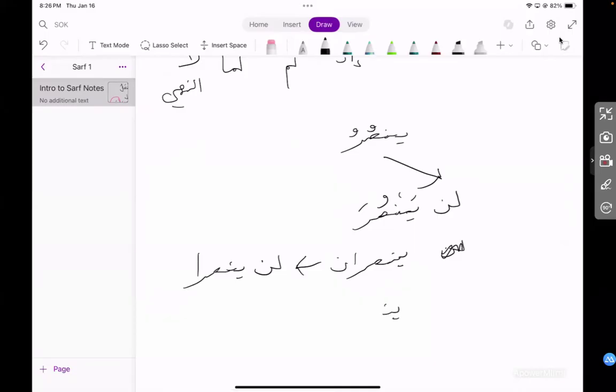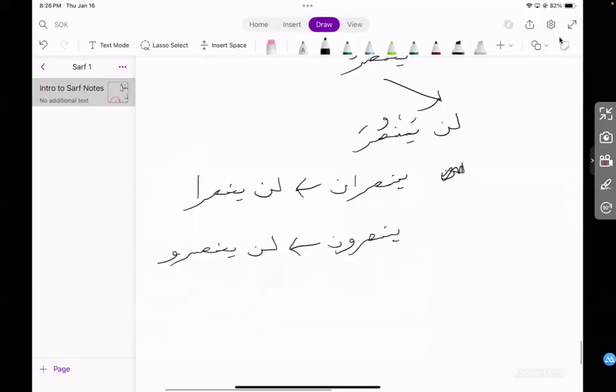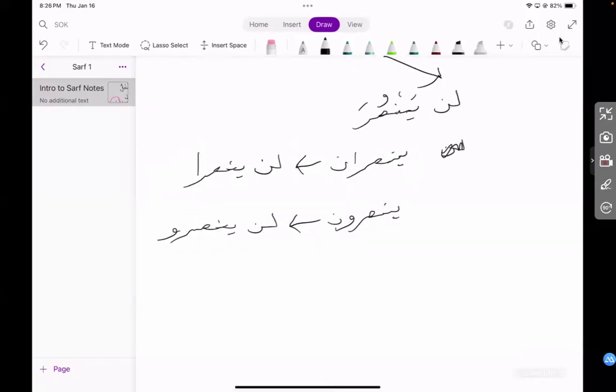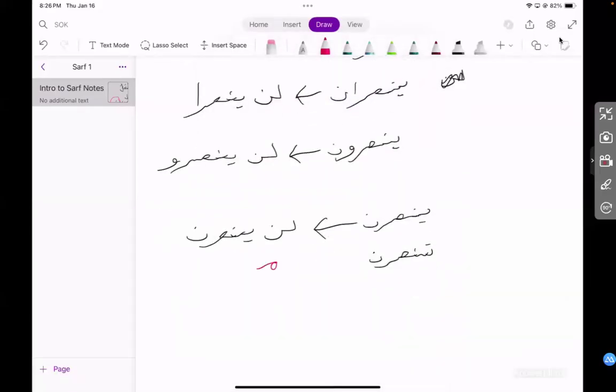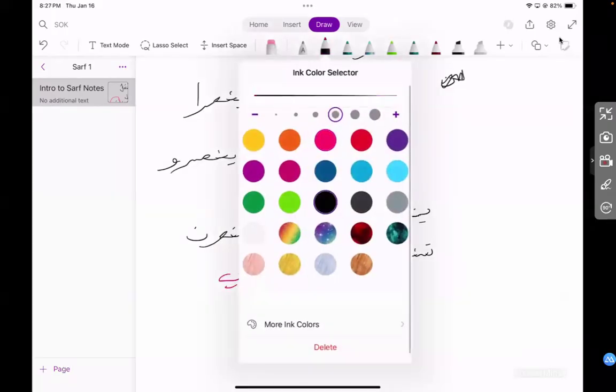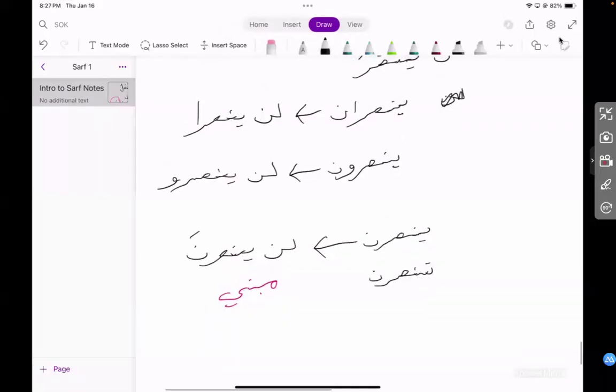If you have, again, your jama' yansuruna, that will change into lan yansuru, and so it goes on. There's one important exception to remember, which is the case of the plural feminines, yansurna and tansurna. In both of these cases, when we add lan, it does not affect. Why? Because these two sighas are mabni. Jama' mu'annath ghaib and jama' mu'annath hadir are both mabni. Therefore, there's no effect when you add a lan in front of it.